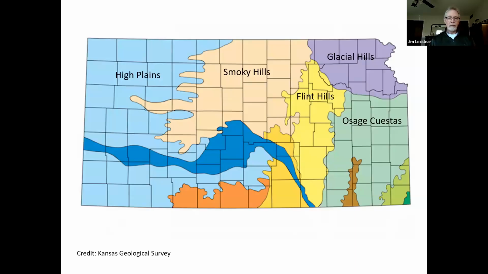And so if you think of the Kaw arising in eastern Colorado on the high plains and then coming across the high plains to the Smoky Hills, to the Flint Hills, and then it nicks a little bit of the Glacial Hills and the Osage Cuestas. So these are names of places I'll be referring to a little later on.